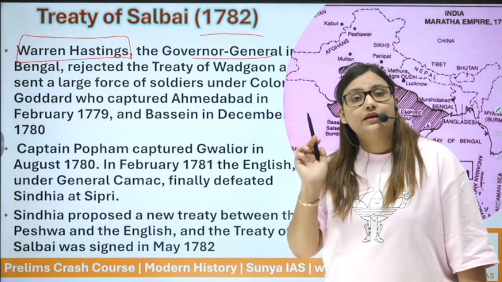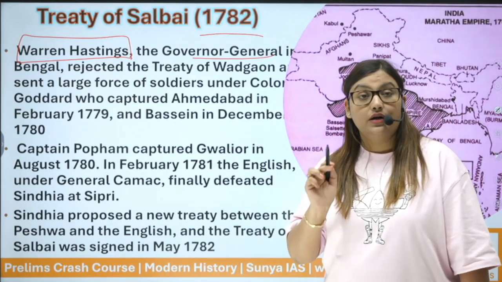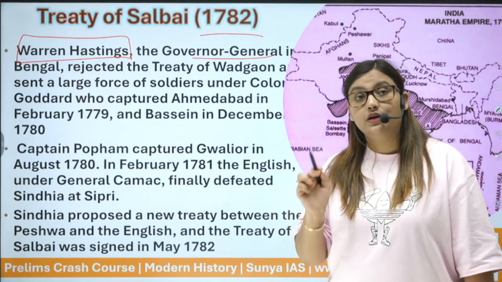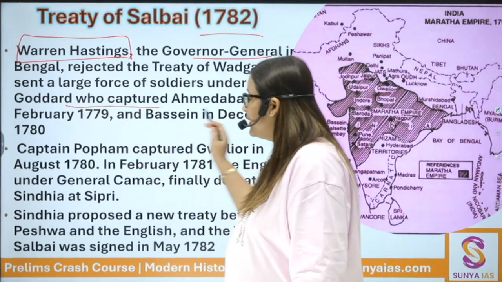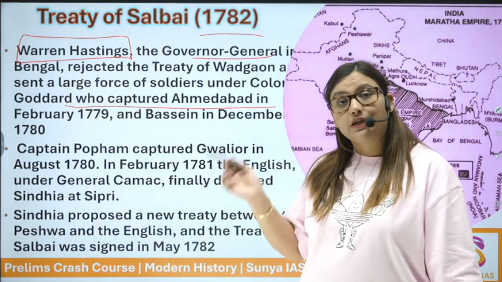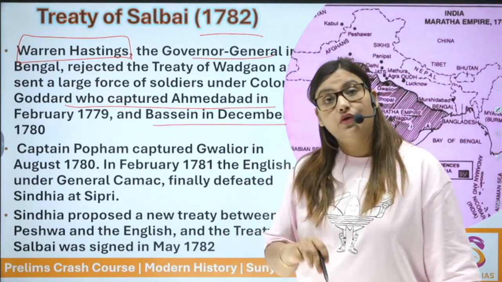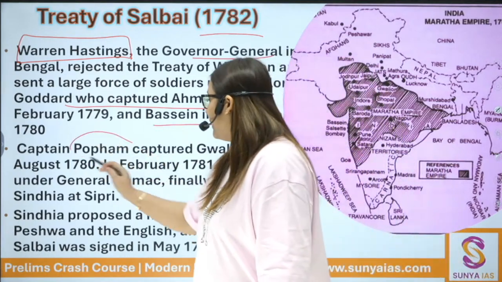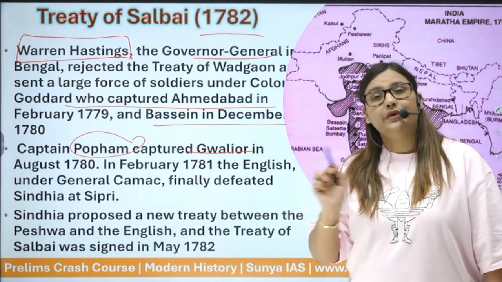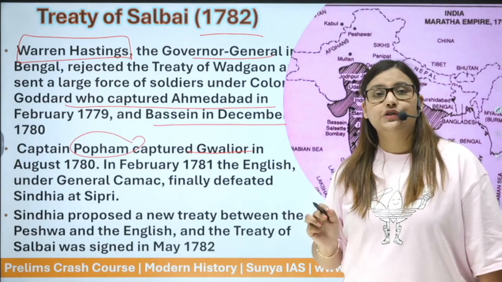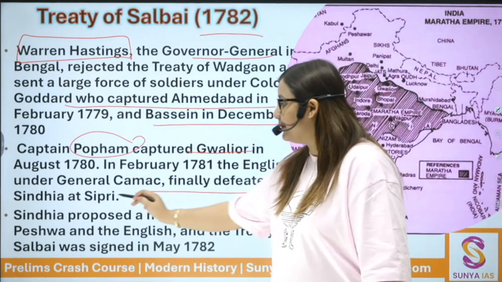I will send a new large force. And he sent it under Colonel Goddard. So Colonel Goddard captured Ahmedabad in February 1779. He captured Basin again in December 1780. And then Captain Popham came. Captain Popham captured Gwalior in August 1780. And in February 1781, the English General, General Camac, defeated Scindia at Sipri.